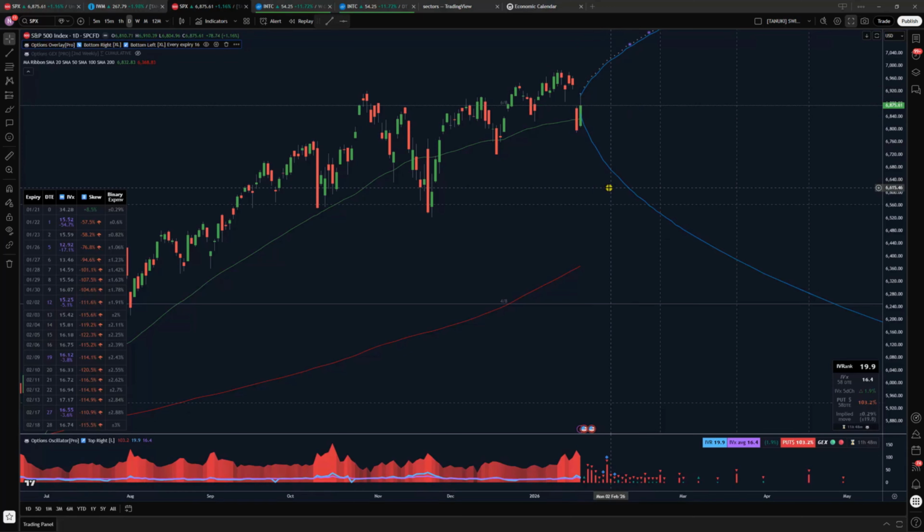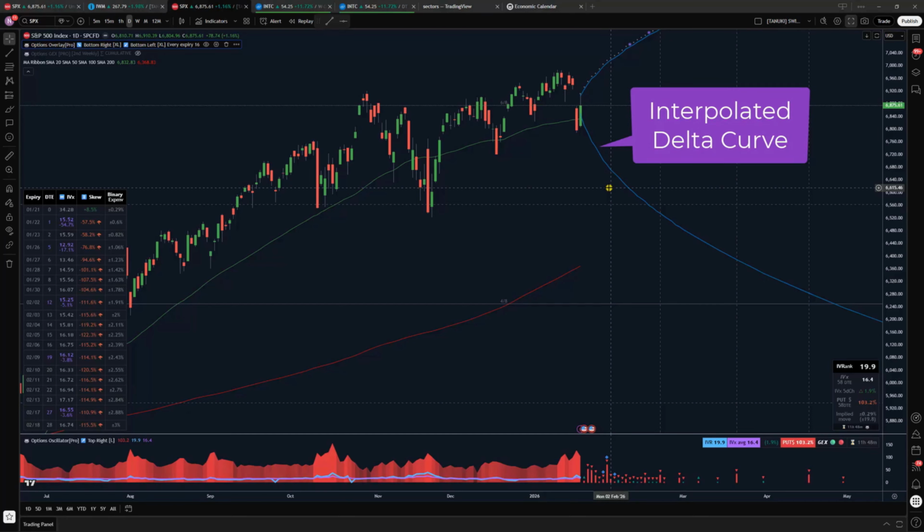And there is one more technical thing I wanted to share with you, and this is very important and pretty unique to Options Overlay Pro. We are not plotting rounded strike-based data. Instead, we are calculating interpolated data from the actual option chain of the underlying asset. Let me explain why this matters.